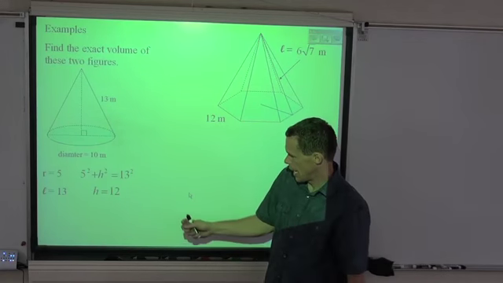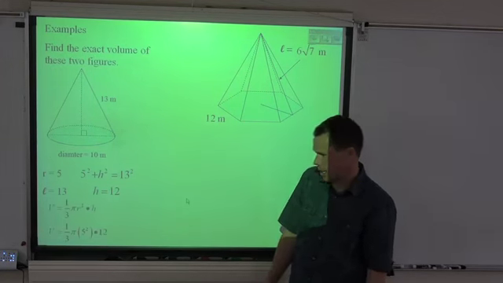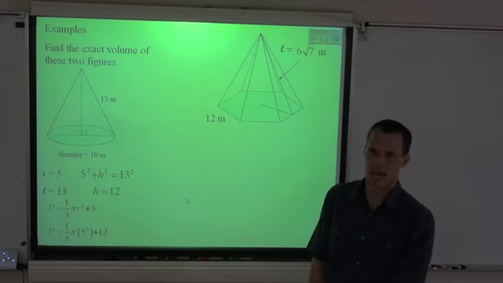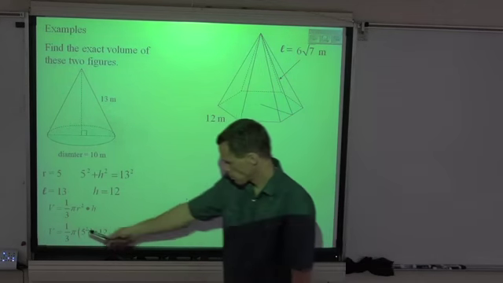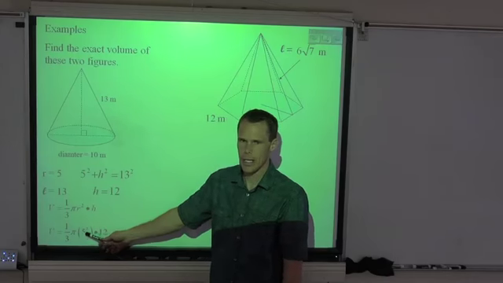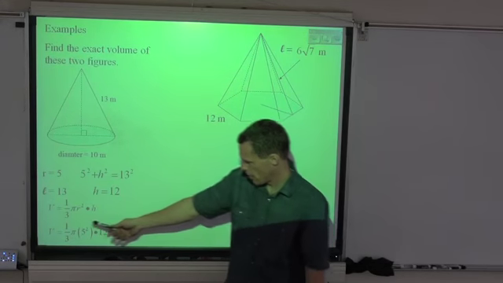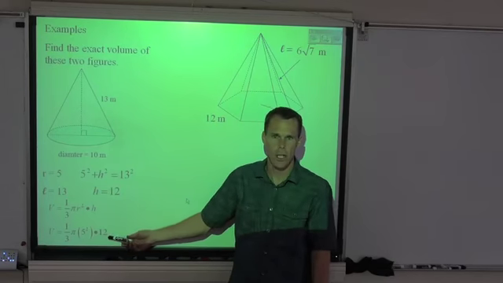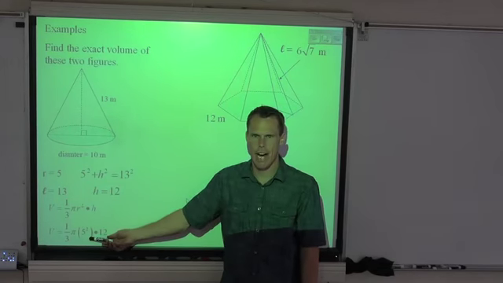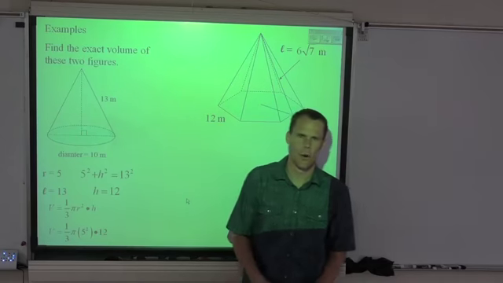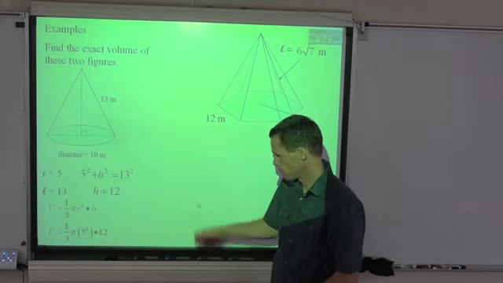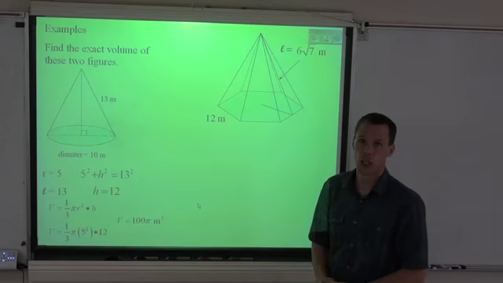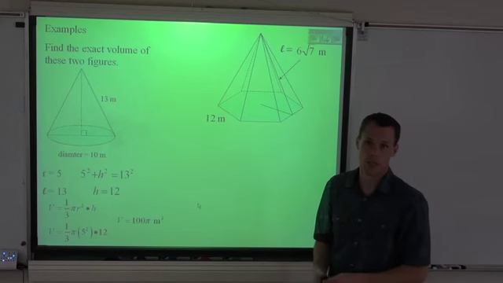Now that I have that information, I can now just say volume equals 1/3 pi r squared times height. 1/3 pi times 5 squared times 12. I noticed that 1/3 and 12 can reduce each other. 1/3 of 12 is 4. 5 squared is 25. 25 times 4 is 100. For a final answer of 100 pi meters cubed. We're doing cubic units because it's volume.